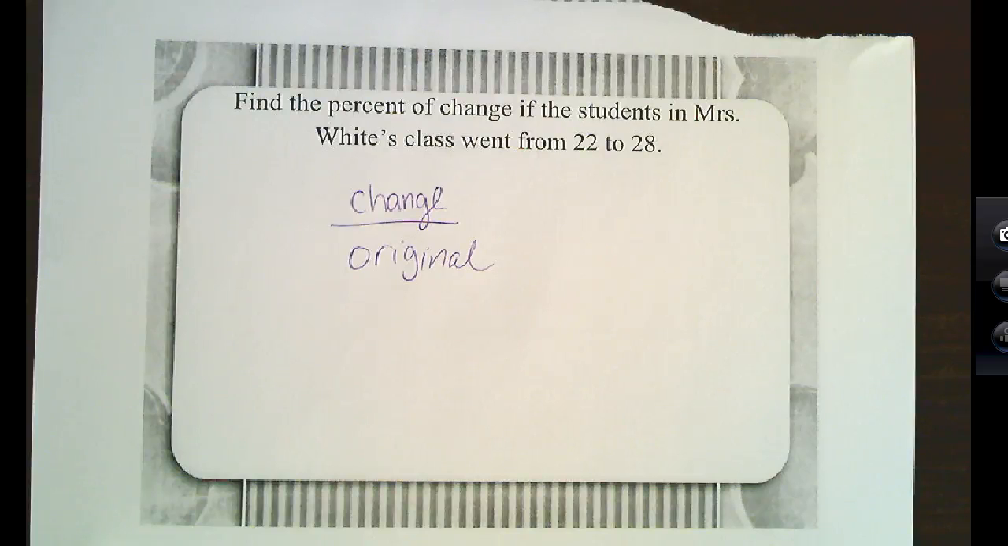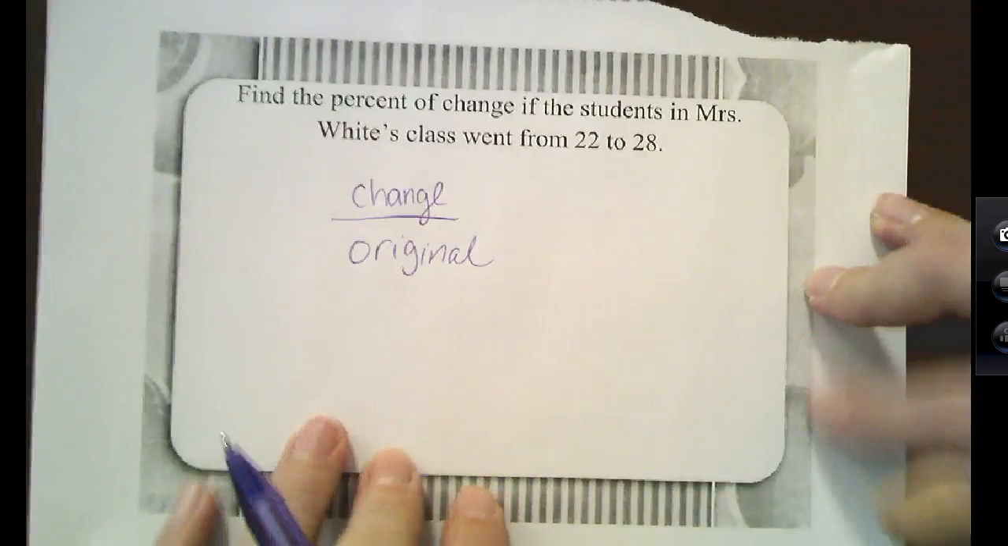All right, final answer, please. All right, here we go. We're going to start going over the final answer for this one. So the hint that I gave to you guys was to find the change. So how much did it change by? And divide it by the original amount.